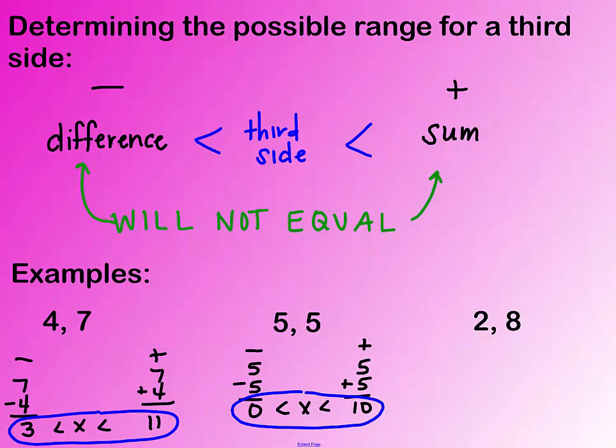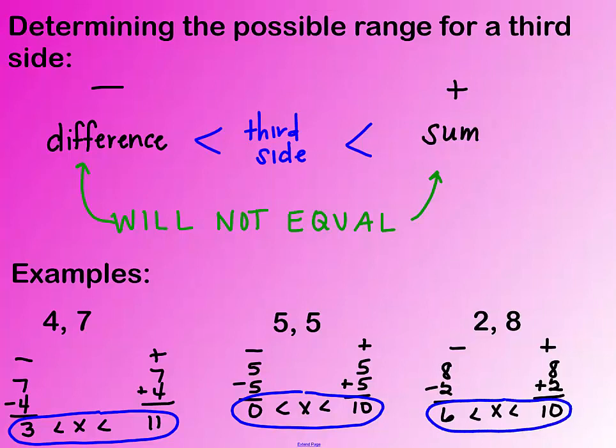And one last one. We get 8 minus 2 and 8 plus 2. And that third side falls between them, but it will not be equal to them. That's very important. So my third side of the triangle could not be 6.